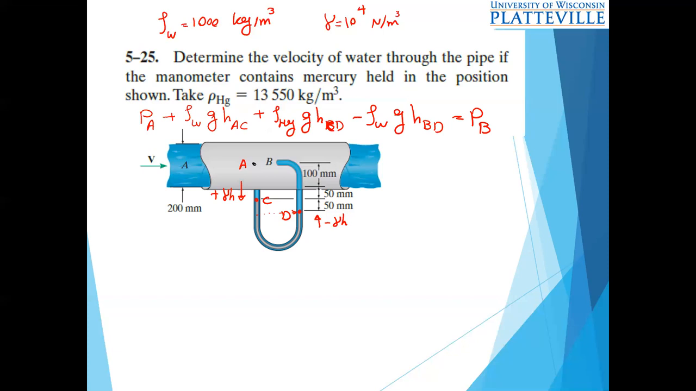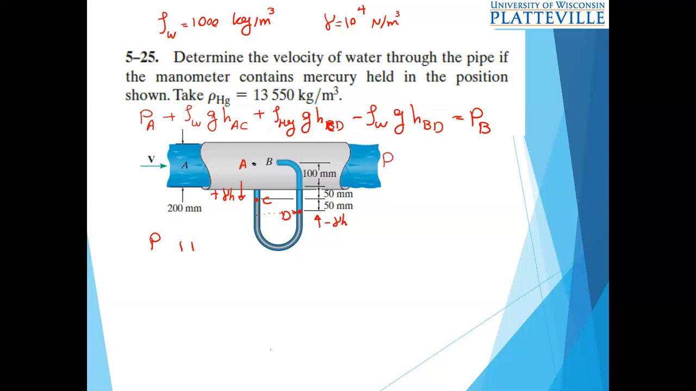Right now, we can substitute the numbers we have. So we have everything except the pressure at B and A. So we want to find the differential pressure between A and B. So it's pressure at A plus 1,000. Let me write it here.